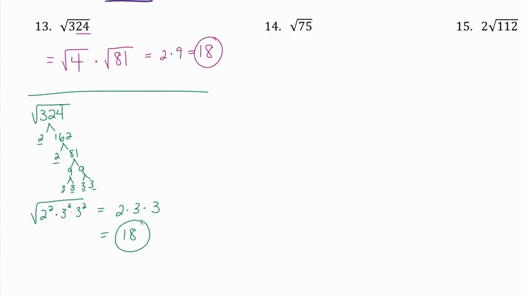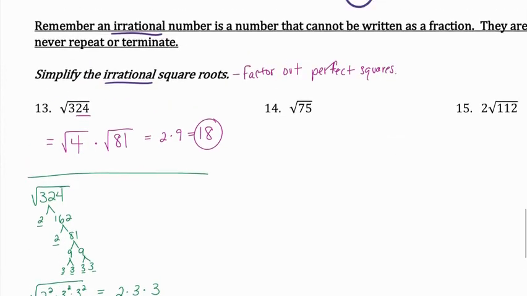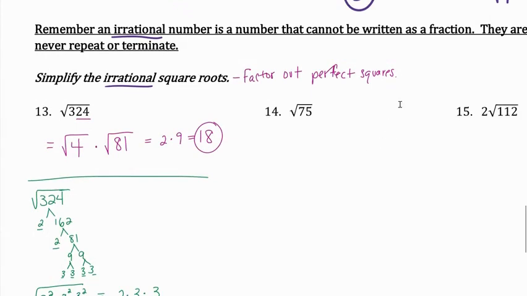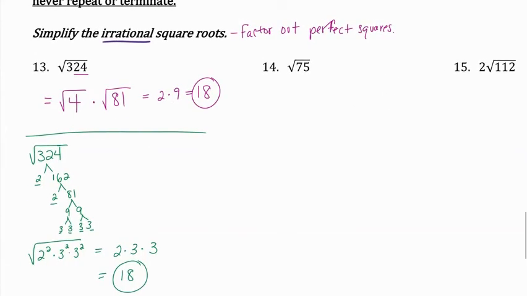Hopefully I can make it with my battery here. Okay. So 75, if you want to do it this first way, if I think about a perfect square that divides into that, I would try 25 here, right? 75 is divisible by 25, and that's a perfect square. So the square root of 25 times the square root of 3.